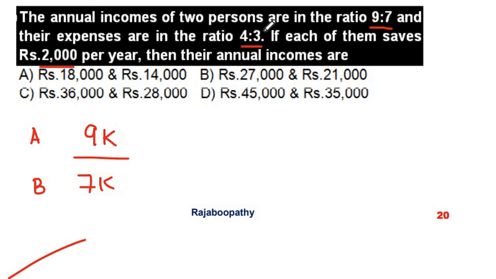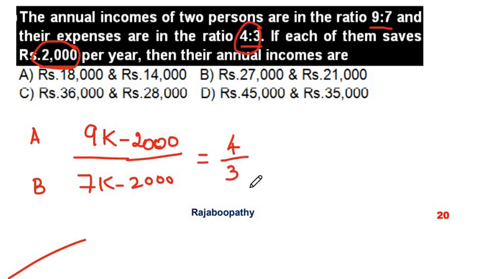Their expenses are in the ratio 4:3. But given each saves 2,000 rupees, that means this is their income, and income minus 2,000 is their expenditure. So the expenditure of A and B is in the ratio 4:3. On solving, you can find the value of K. Once you find the value of K, the question can be easily answered.